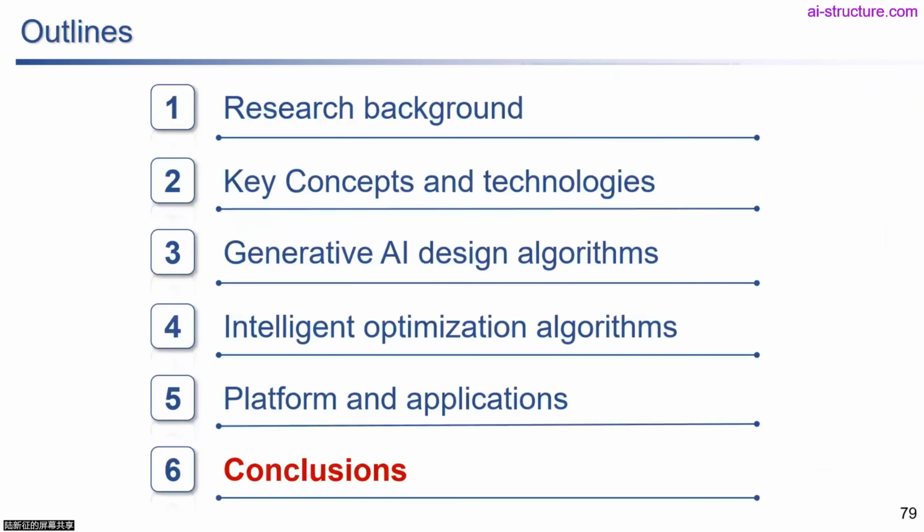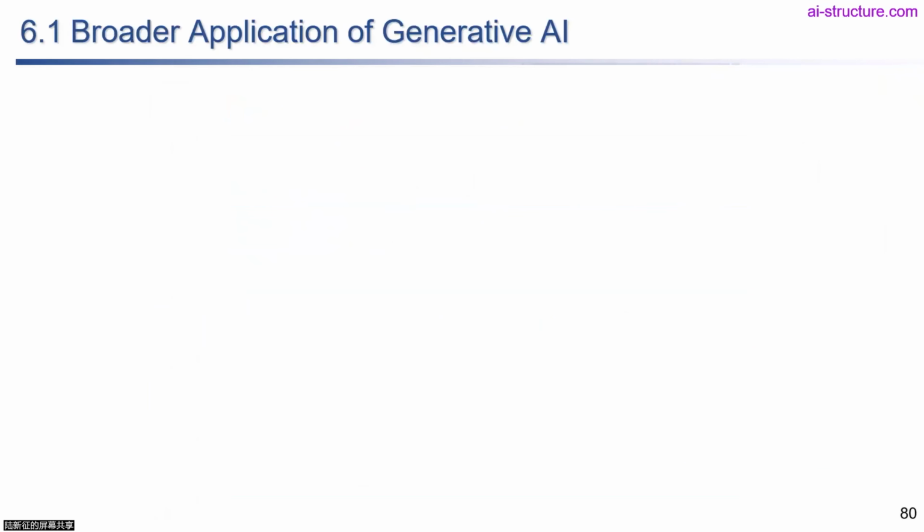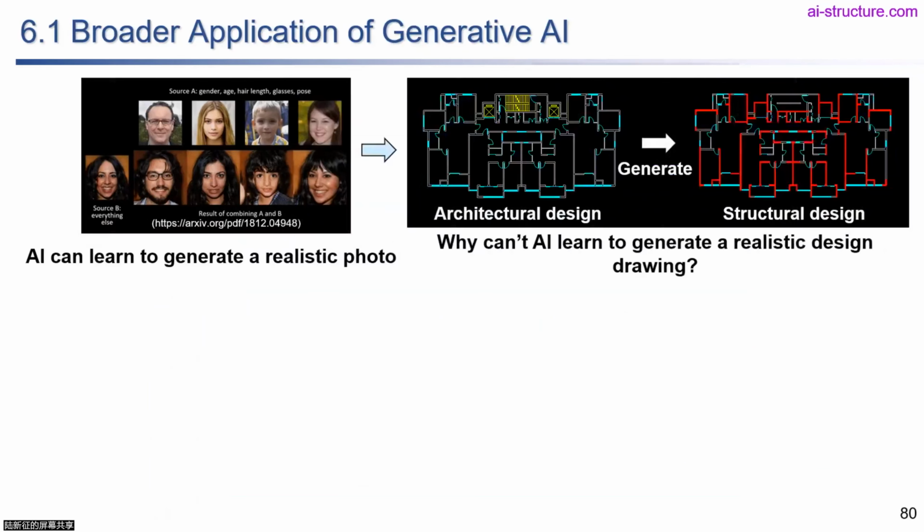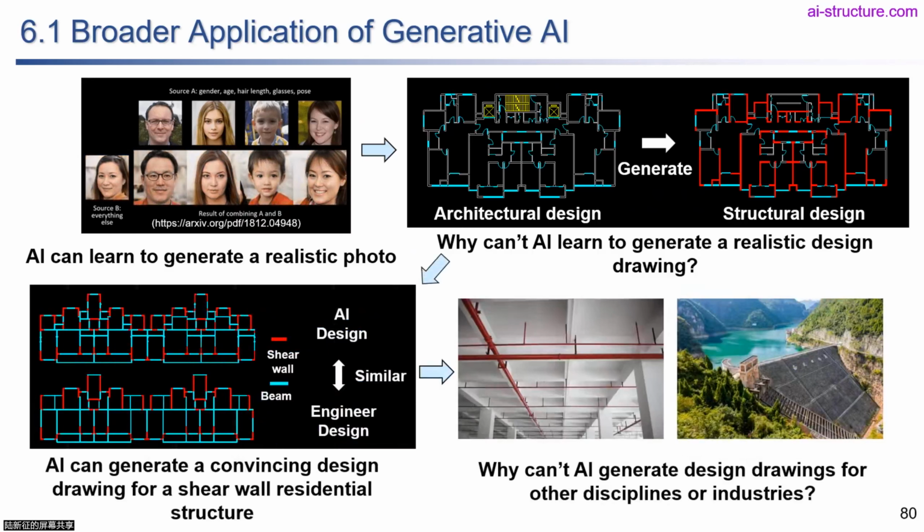Okay, then to my conclusion. I need to mention that this is something like the frame principle. If AI can generate a photo, AI can generate a drawing. And if AI can generate a building drawing, why can AI not be used to generate an infrastructure drawing or equipment design drawing? So we can further expand this technology to many, many different disciplines.